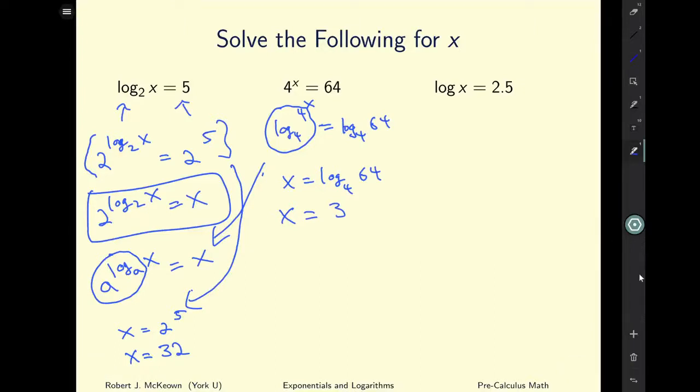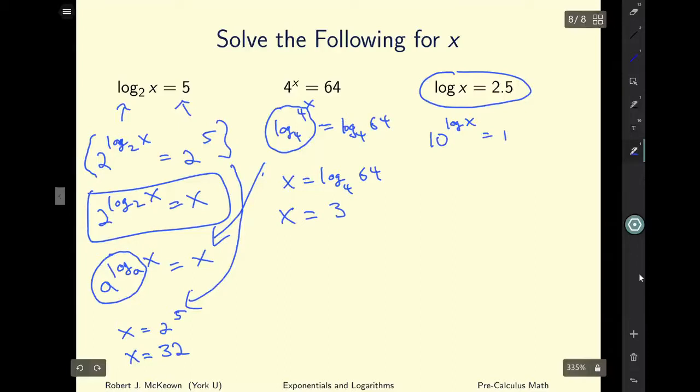Lastly, let's look at this problem right here. We've got log x is equal to 2.5. It's a little harder to know what x is just looking at this setup, but we can use the rule that I showed you, and we can take 10 to the power of log base 10 of x is equal to 10 to the power of 2.5. We're just left with x is equal to 10 to the power of 2.5.